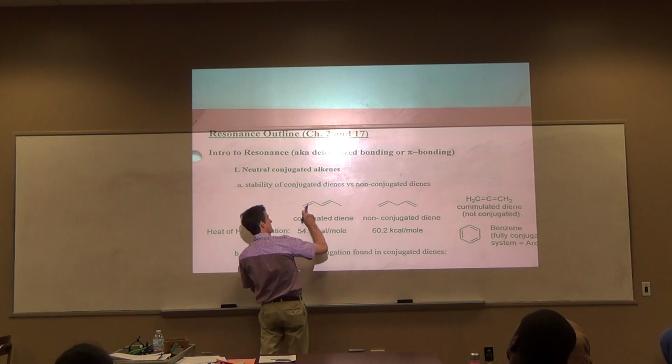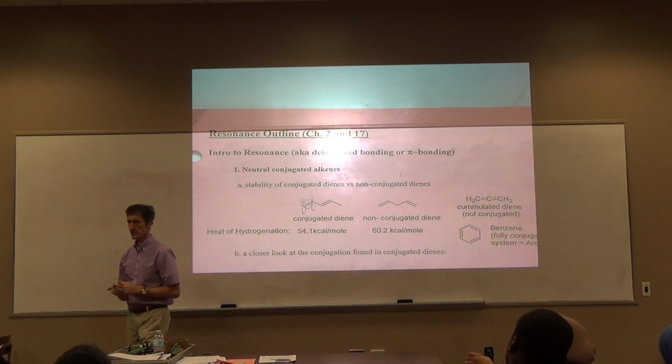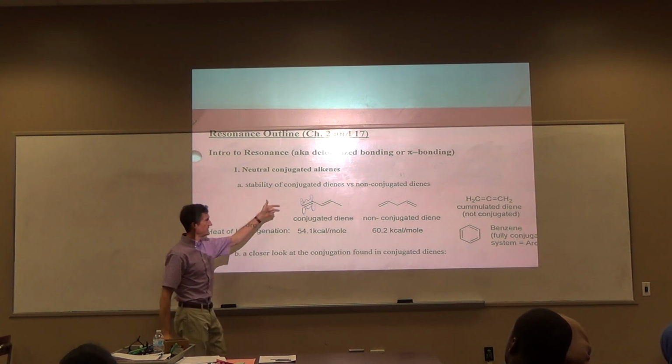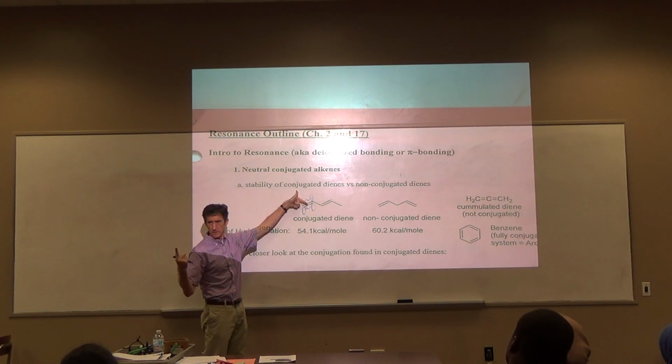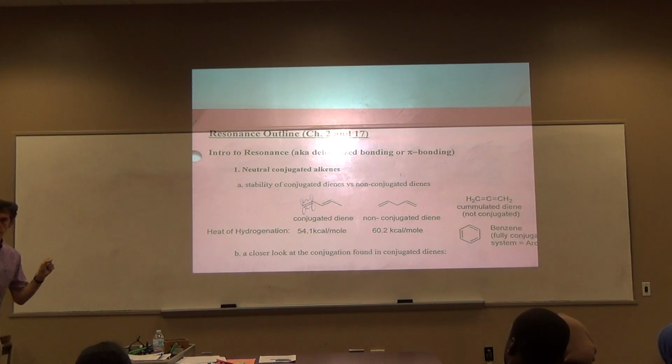Well, isn't this 2 p orbitals, 1 electron each, overlapping? Isn't that what a pi bond is? And you see that there's a pi bond there? Because an alkene consists of what? A sigma bond plus a pi bond. All right? Now we covered that week 1. You had 6 to 8 weeks to understand it.